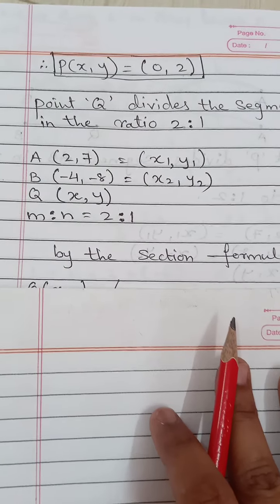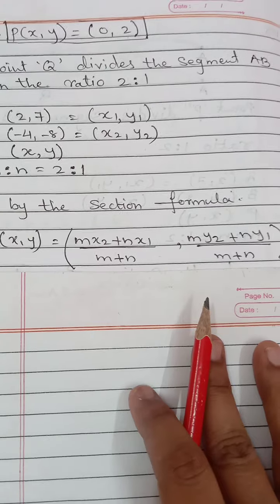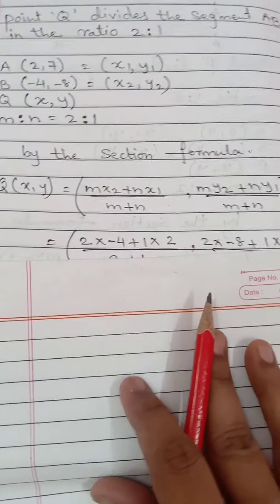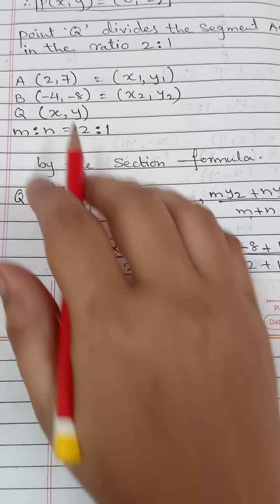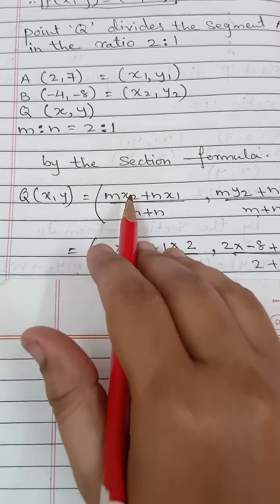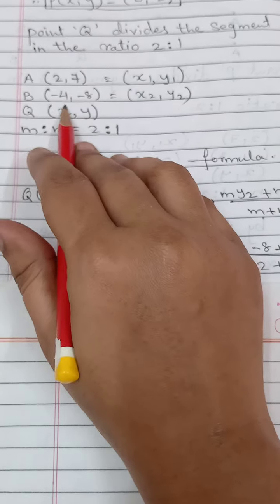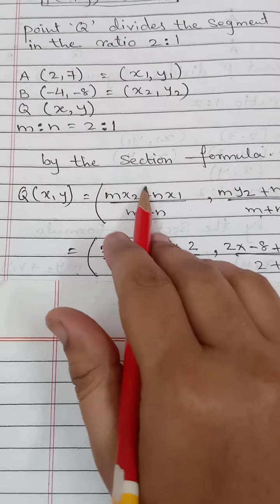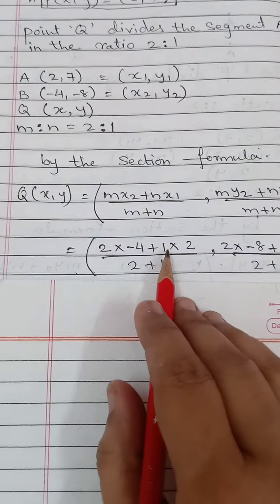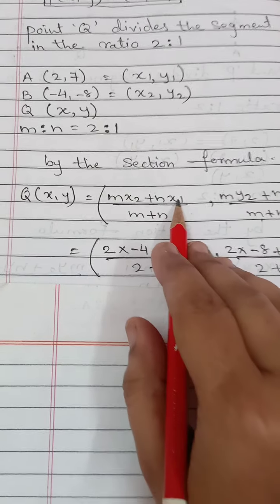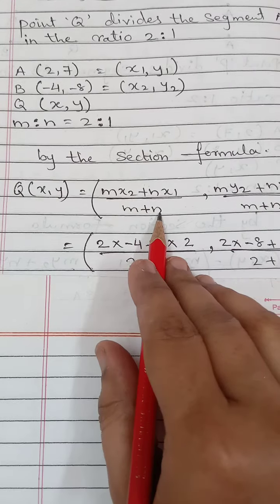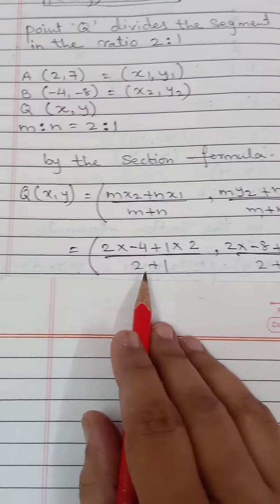Now we will apply the section formula. So Qx is (mx2 plus nx1) upon (m plus n), then (my2 plus ny1) upon (m plus n). Now we have applied the values. So see here, m is given as 2, so we have taken here 2. In between multiply. Then x2 value is minus 4, so we have taken here minus 4. Then the middle plus sign as it is. Then n. So the value of n is 1, so we have taken here 1. Then multiply x1. The value of x1 is 2, so we have taken here 2. Then m plus n, 2 plus 1.